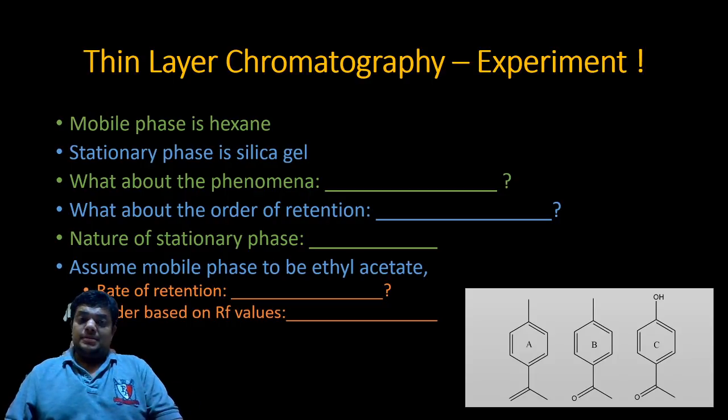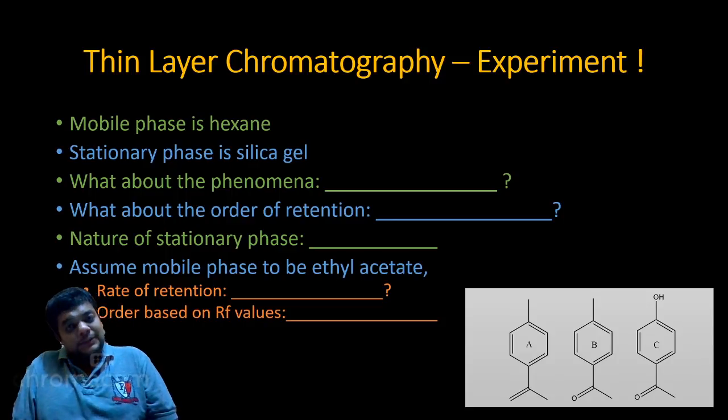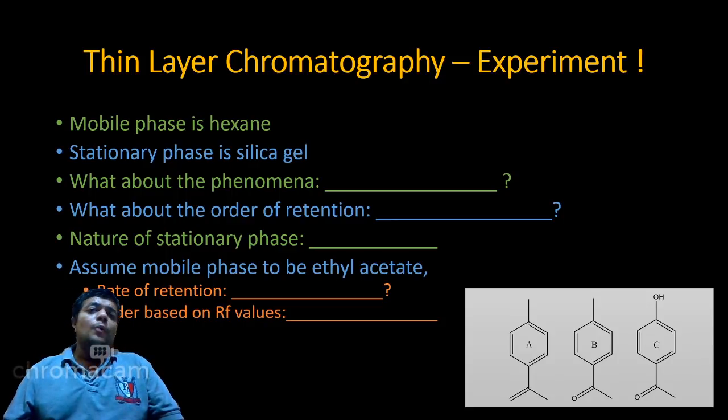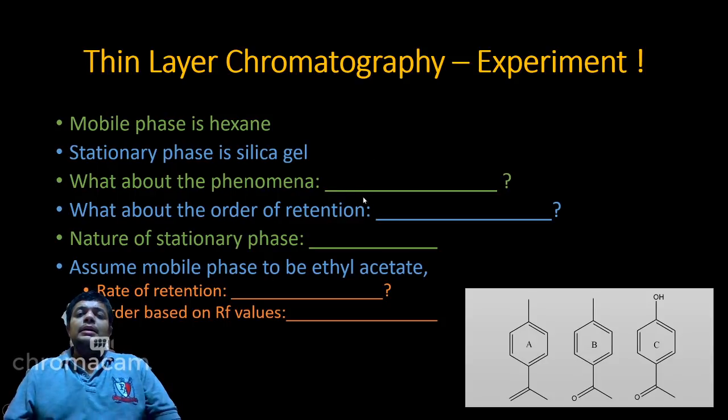Nature of stationary phase. The nature of the stationary phase over here can be determined in two ways. Number one, as our mobile phase is non-polar, the stationary phase has to be polar. And second, silica gel contains moisture, contains the OH group, and therefore it is polar by nature. So as of now, we have identified two answers. It's an adsorption phenomenon and silica gel, the stationary phase, is polar in nature.